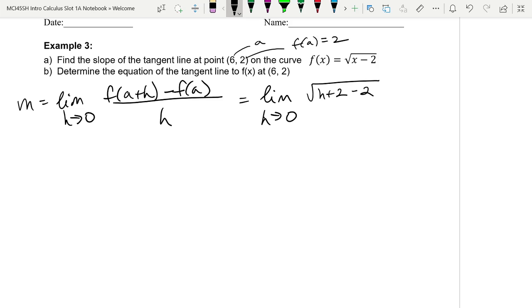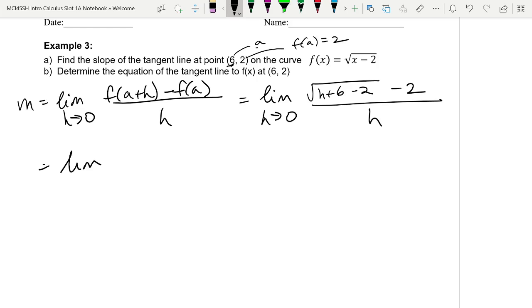Or sorry, what am I saying? It's not 2, it's 6. Sorry, that's better. Right, a is 6. There it is. I underlined it and I said it wrong. And then minus f of a. So f of a is just 2, so minus 2, all over h. Okay, there we go. Let's tidy that up before we do anything else.